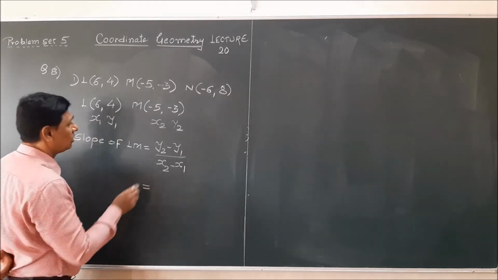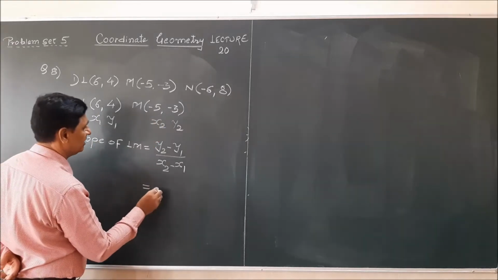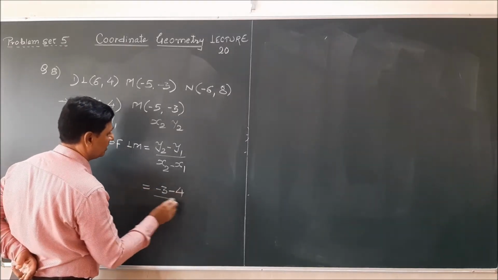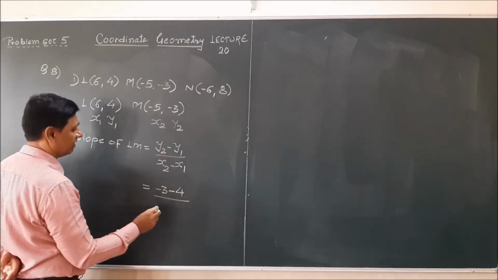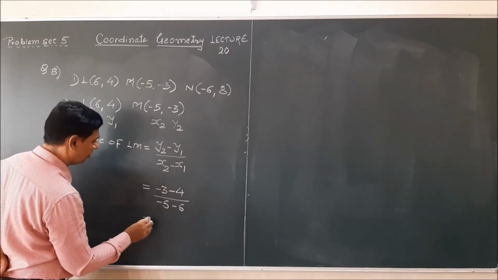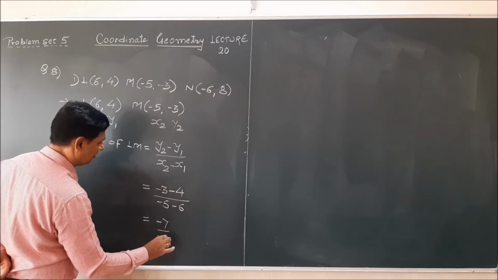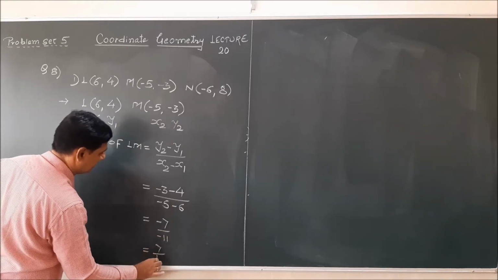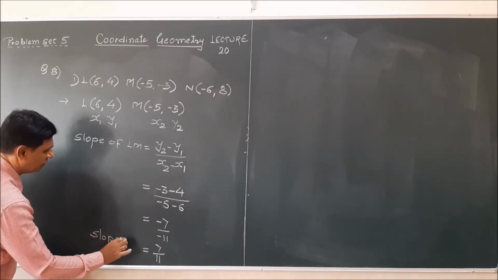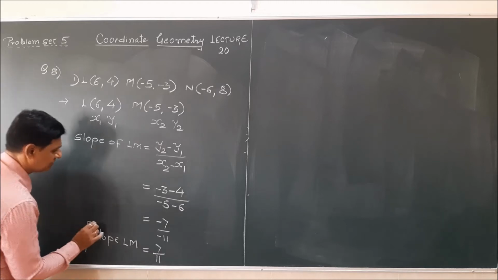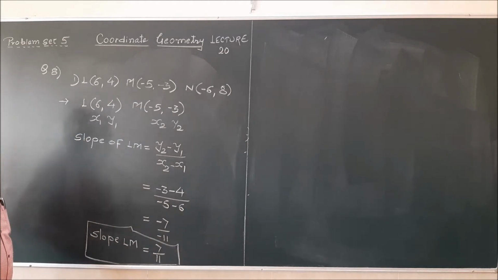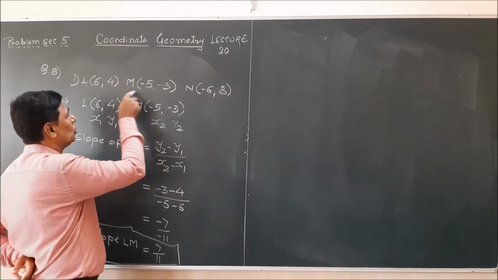So slope of LM is equal to, what is the value of y2? y2 is minus 3, minus, what is the value of y1? That is 4, divided by x2. x2 is minus 5, minus x1, which is 6. So you will get minus 7 upon minus 11, the minus sign will cancel. So slope of LM is 7 upon 11. Now I am finding out slope of MN.